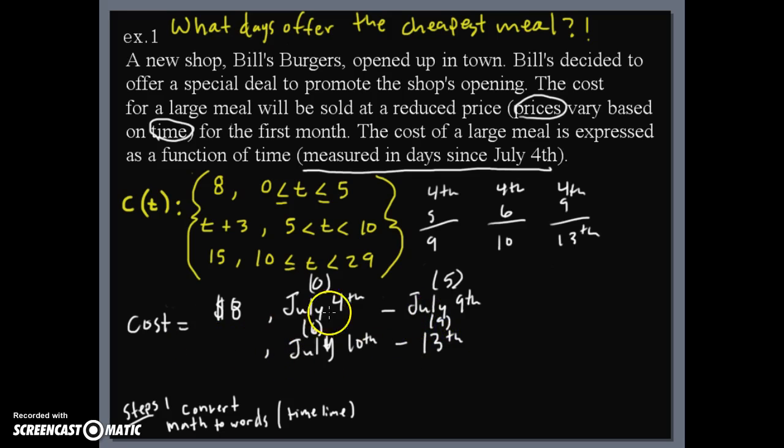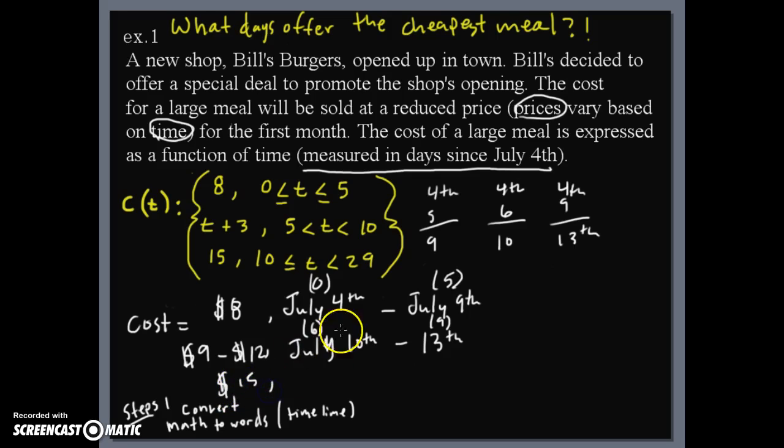We're going to pay, and this one varies. So if we plugged in 6 to t, we would get 9. So on July 10th, we would pay $9. And if we go on the 13th, which is 9 days from the 4th, we would pay 9 plus 3, which would be 12. So if we go on the 13th, we'd pay $12. So for this middle equation, these days, we're getting a varied price based on when we go. And for the last equation, again, it's a constant, it's just 15.